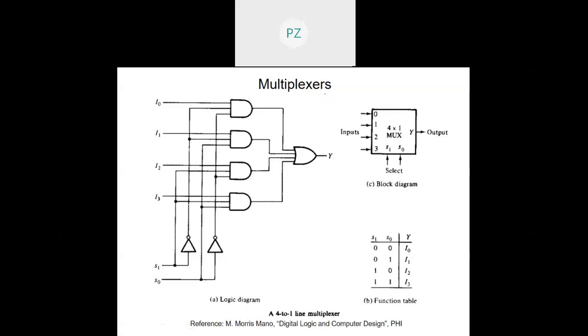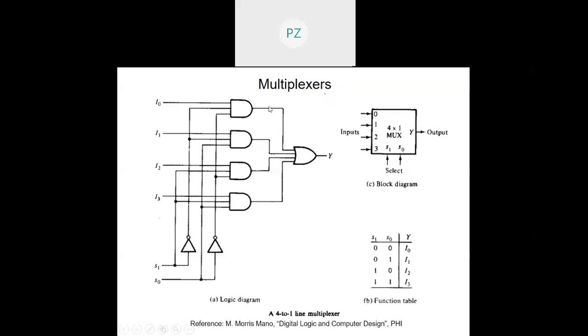Suppose you want to enlarge it to a 16:1 multiplexer, then you need to have 4 such select lines. Suppose I have S3, S2, S1, S0. So the first gate will receive S3 bar, S2 bar, S1 bar, S0 bar at its AND gate, and I0 will be supplied. So only I0 will emerge. The last gate will have S3, S2, S1, S0 and I15. So only that will be I15 if I'm talking about a 16:1 multiplexer.